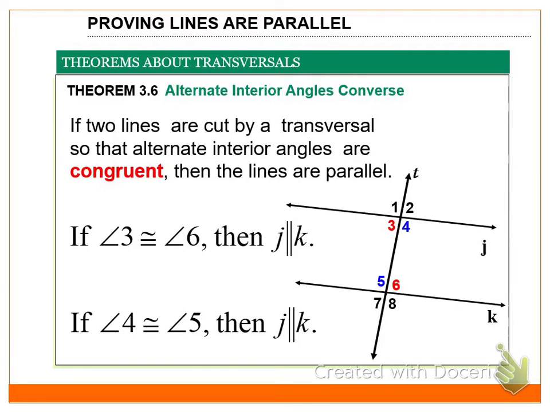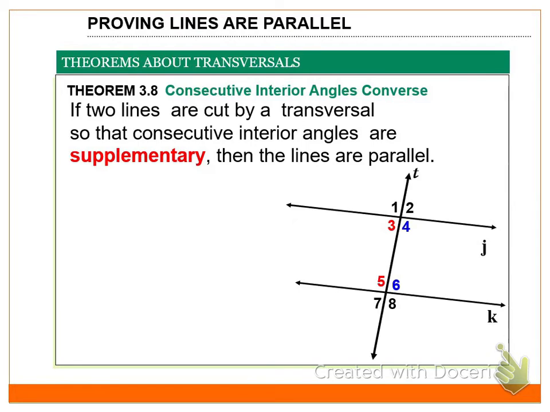The last is about consecutive interior angles. What would you have to guess about their measures? They need to be supplementary. So if consecutive interior angles, which is the last theorem, are supplementary, that is enough to prove that your lines are parallel.